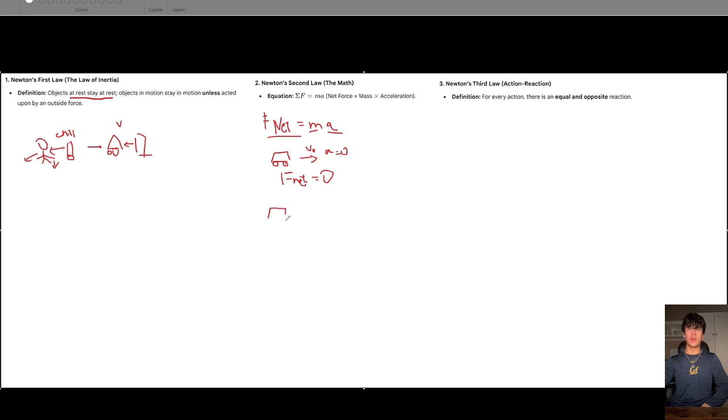So let's say a car is moving at 5 meters per second, and it has an acceleration of 1 meter per second squared, and it has a mass of 20 kilograms. The net force acting on it will be 20 kilograms times 1 meter per second squared, so the net force on it will be 20 newtons. This is very helpful when a question gives you acceleration or velocity and asks you for forces. So always remember that your net force equals mass times acceleration. And now to the third law.